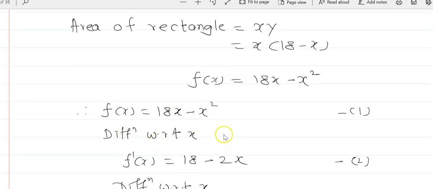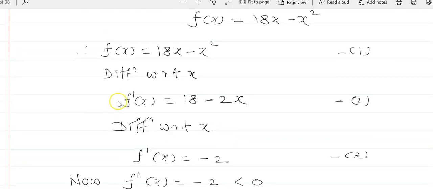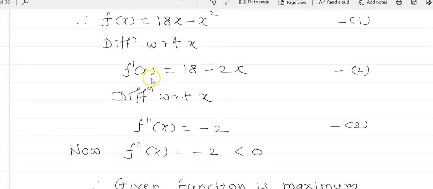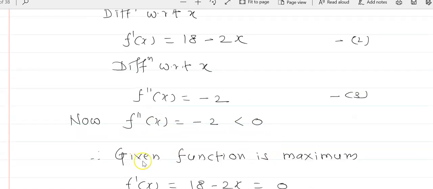Differentiate with respect to x. F dash of x is equal to 18 minus 2x, and therefore the second derivative, f double dash of x, is equal to minus 2, which is less than 0. Therefore the given function is a maximum.